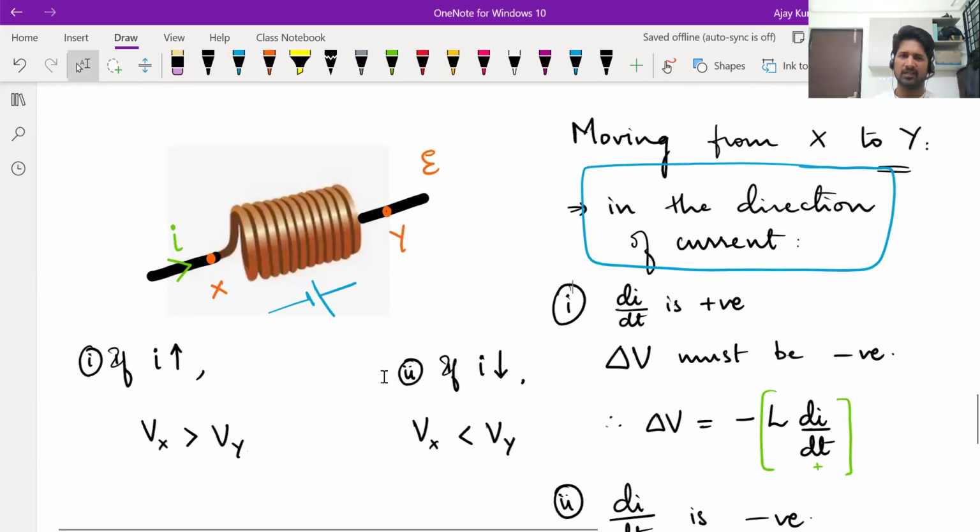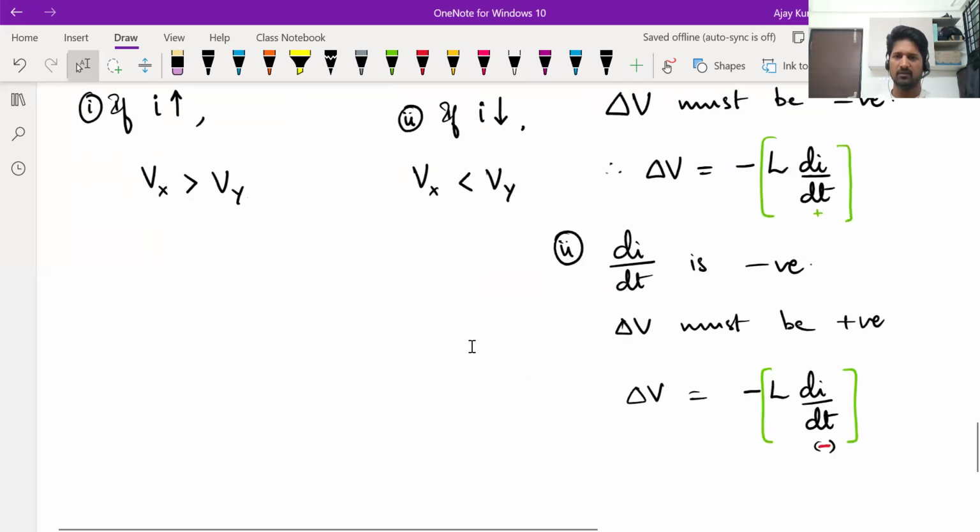We know how to write potential change across a battery: we'll either write it as plus E or minus E. We know how to write potential change across a resistance. If you are going in the direction of current, it is minus IR. If you are going opposite to current, it is plus IR. For a capacitance also we discussed, it is minus Q by C, where Q is the charge on the first plate that you come across. Now we are discussing how to write potential change across an inductor so that we can write the KVL equation.